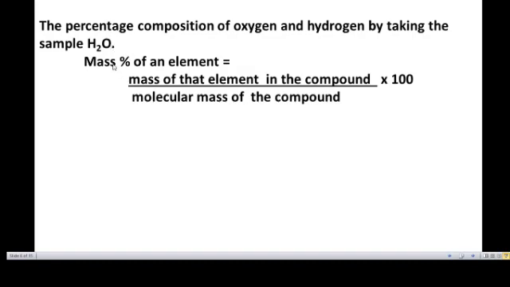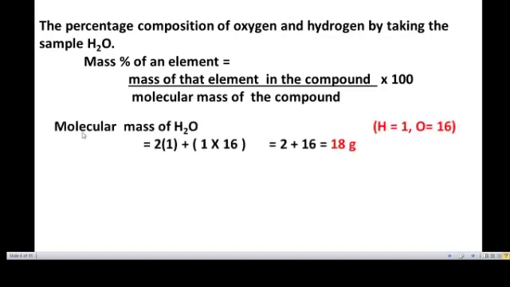The first step: mass percentage of an element is equal to mass of that element in the compound divided by molecular mass of the compound, into 100. Molecular mass means the total mass of hydrogen and oxygen present in the water molecule. This is the formula.